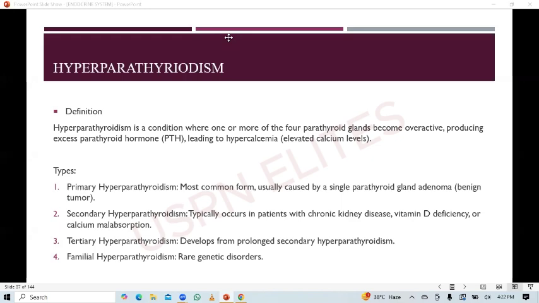Okay, all right. So that is that for hyperthyroidism and hypo. Then we did Addison's disease and Cushing's syndrome.